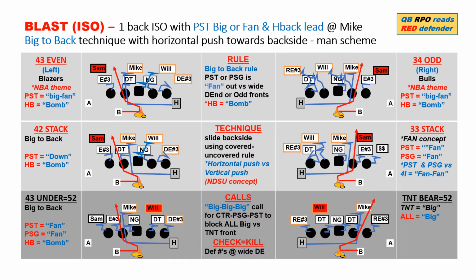If we look at the upper left-hand corner, where we're going to the left against a 4-3 even, you can see the center is the uncovered lineman, so he's going to combination block back on the nose guard to the will. The other linemen are all covered, so they'll just block big on big. The H-back is always going to go block on the Mike backer, our bomb block isolation, and we're going to read then that strong side or Sam backer. Calls here then are real simple. We're just big, big, big, or we're back.